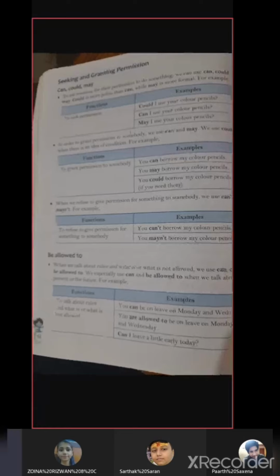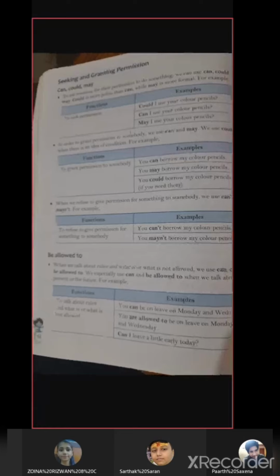Then comes the third jotter. We refuse to give permission for something or to somebody. We use can't or mayn't. May not, the contraction of may not is mayn't. So can't and mayn't are used for negative sentences when you don't want to give permission. Example, you can't borrow my color pencils. You mayn't borrow my color pencils.